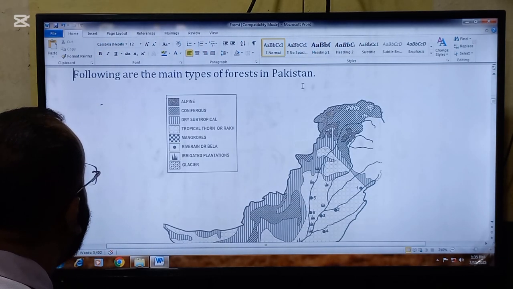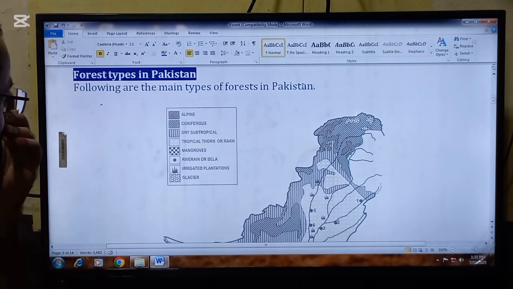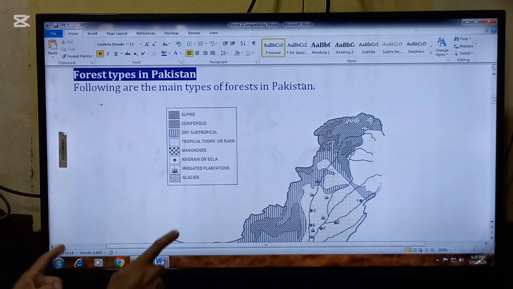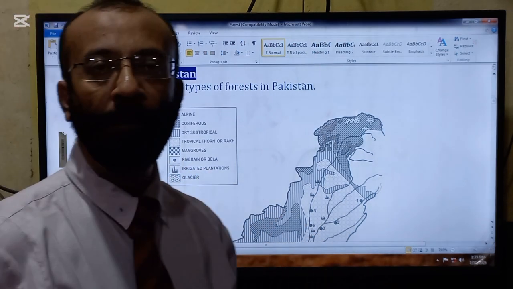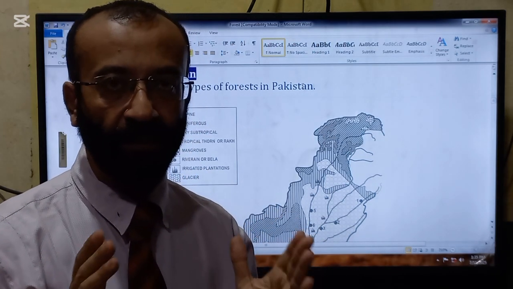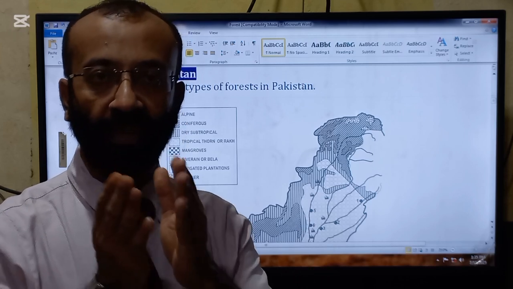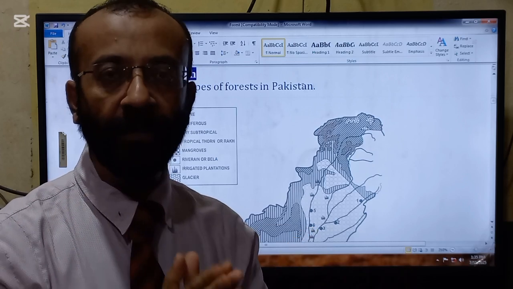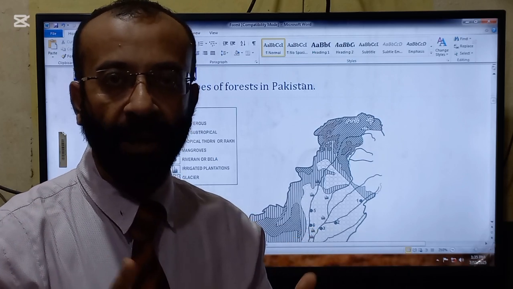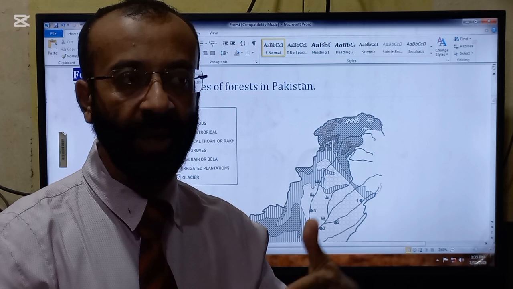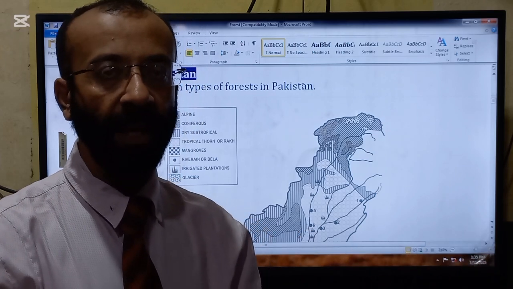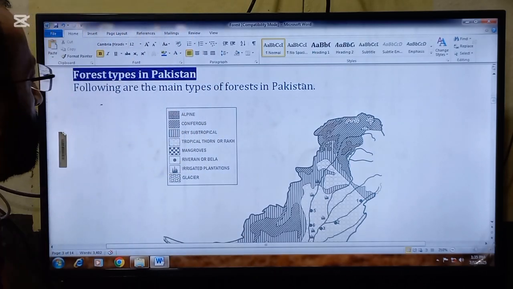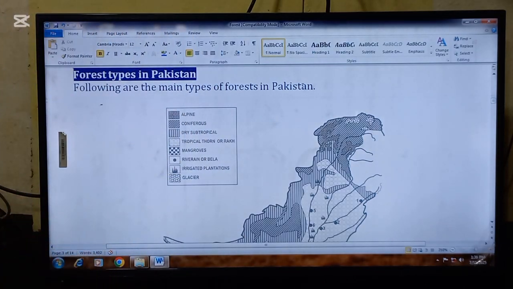Okay, the next thing that we are going to read is very important. That is forest types in Pakistan. In this category, we will read different types of forest available in Pakistan, where they are found, what are the features of those forests, what kind of trees or plantation is available, and what are the uses of those forests. So concentrate yourself. This is a very important topic.